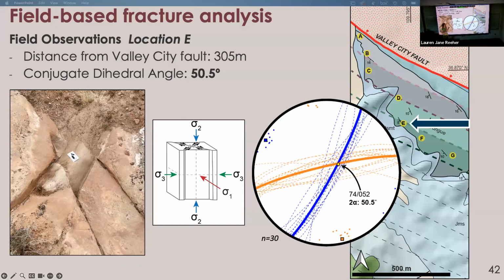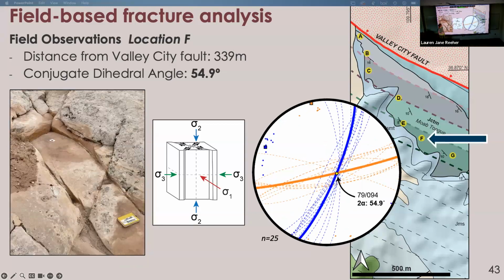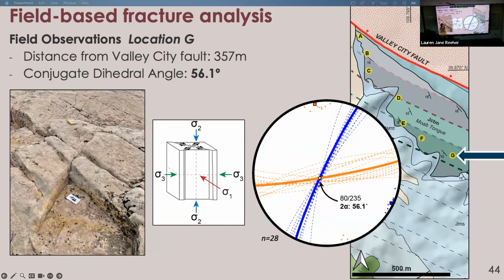And now as we move further down, it looks like we're solidly in a strike-slip stress environment. So the stress regime has changed, and our conjugate dihedral angle is still increasing. As we continue to move down, we'll stay in the strike-slip. The conjugate dihedral angle is approaching more of an Andersonian type angle. And again, that trend just continues.